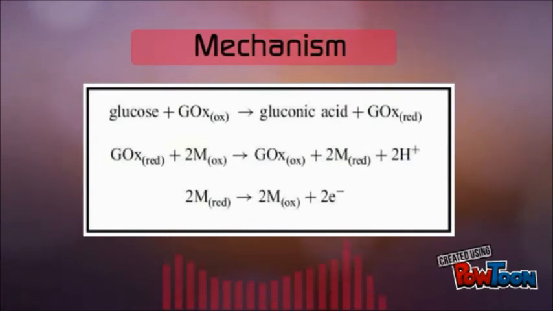Further oxidation of the mediator at the electrode surface occurs and electrons are released. The movement of electrons from anode to cathode generates a signal.